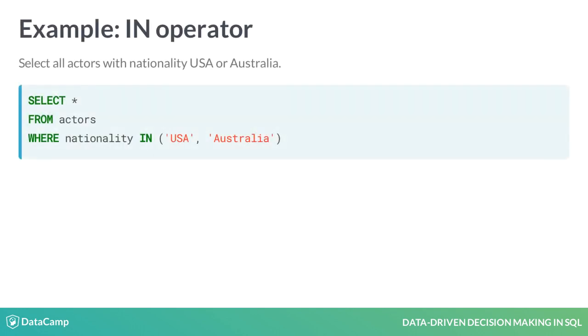With the in operator, we can compare the values of a column to multiple values. Here, we compare the nationality of actors to both USA and Australia. If the nationality is either USA or Australia, then the actor is selected.